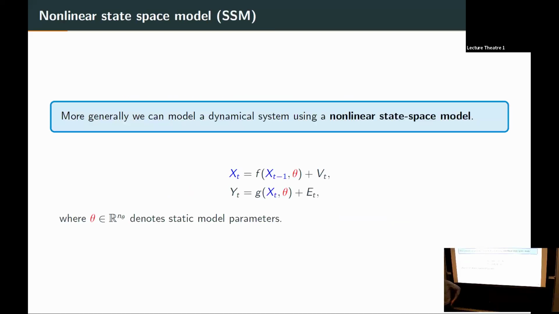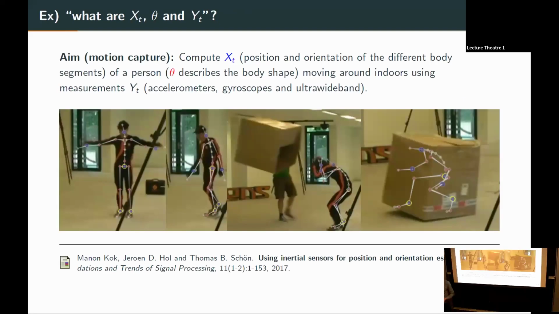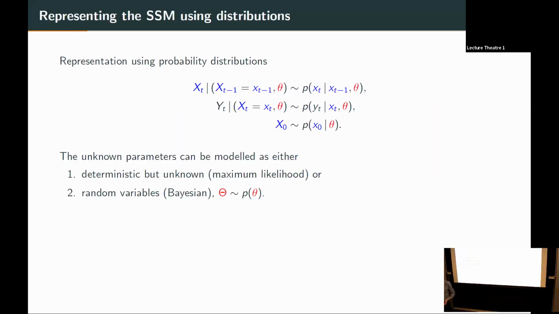But more generally, we can also work with nonlinear state space models, where, for instance, we could have this form where we have some additive noise here, but where the state and observation functions are nonlinear. Okay, and I just had one example of what this might be, but I think you have seen plenty of those examples this week.